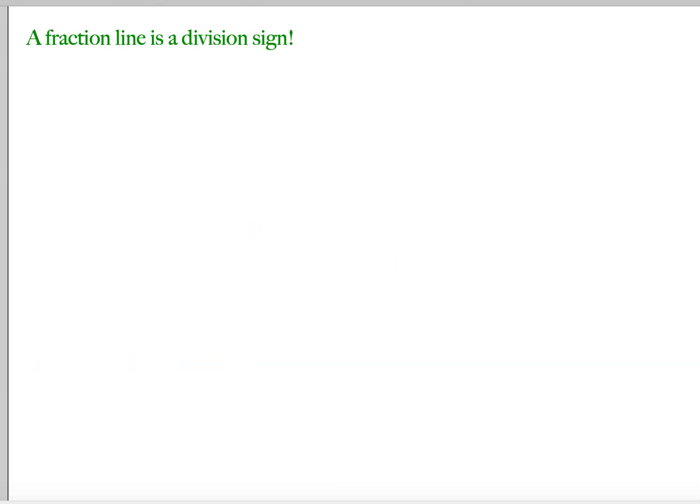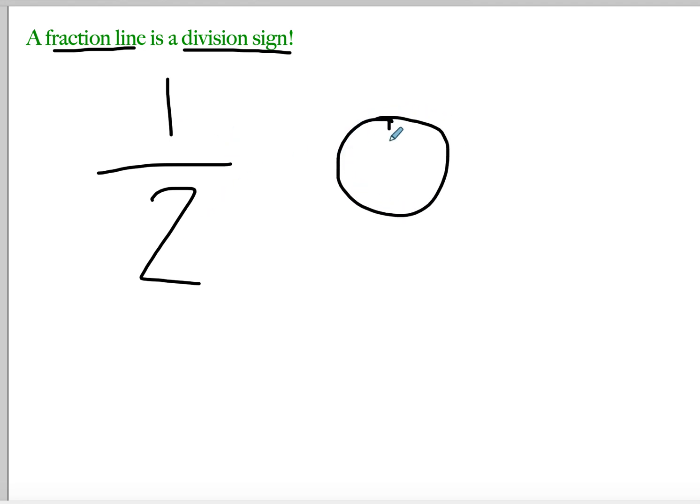So we can really think of a fraction line as a division sign. A fraction line is a division sign. 1/2 means 1 divided by 2. I had 1 cookie and I divided it into half. 1 divided by 2. Let's get a little more practice with this.